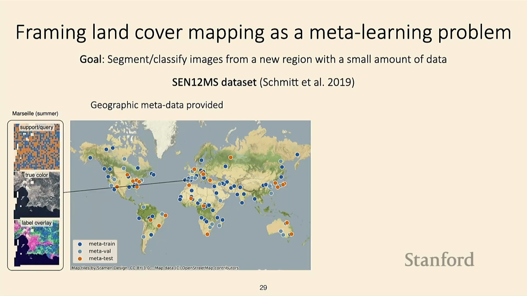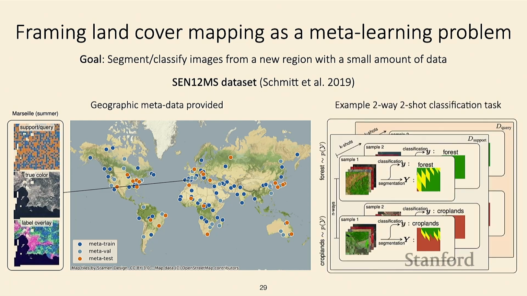So they looked at 2 different data sets. One of the data sets had geographic metadata in it, and so they were able to explicitly separate out new regions of the world. And so dark blue is meta-train, light blue is meta-validation tasks, and orange is meta-test tasks. And as an example of a 2-way, 2-shot classification task, they're trying to classify if a square is forest or croplands. So they're given that, and then they have 2 examples per class of what those parts of the land look like.